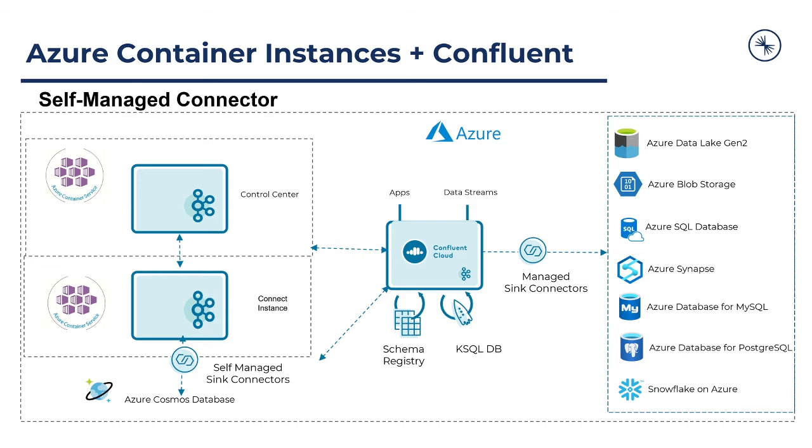On the left-hand side of this diagram are the Azure Container Instance components. We will be installing one instance of the Confluent Control Center and one instance of Confluent Connect. Our script will automatically install the library files for the Azure Cosmos DB connector onto the Connect instance within Azure Container Instances, and we will be able to monitor our services via Control Center.